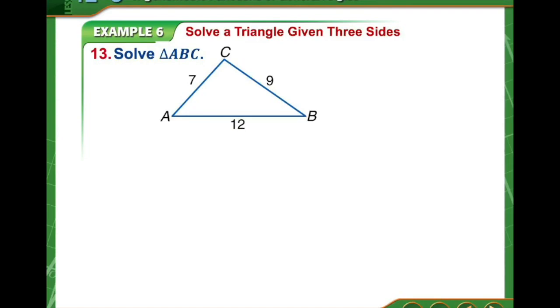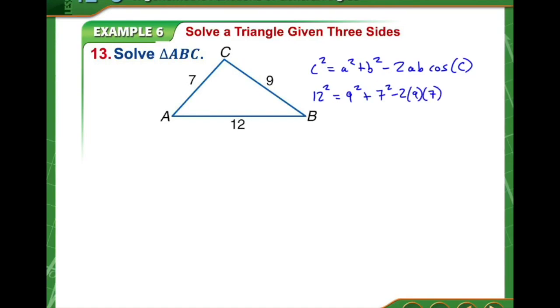So all the angles. So again, we're going to use the same setup we did before, where C squared is equal to A squared plus B squared minus 2AB times cosine of angle C. So side C we do have this time. That's 12. We have A, which is 9 squared, plus B is 7 squared, minus 2 times 9 times 7 times cosine of angle C.